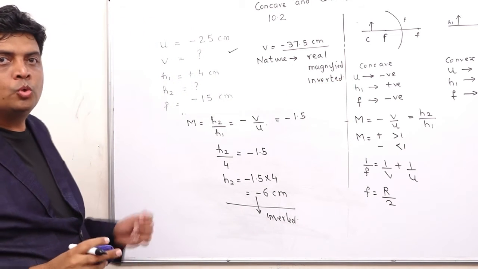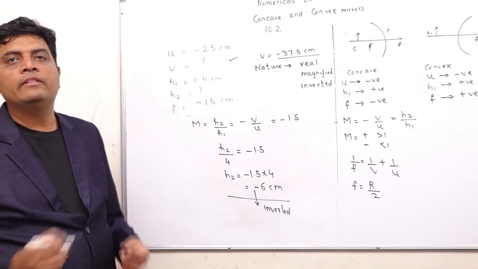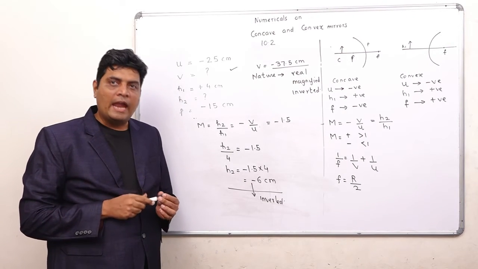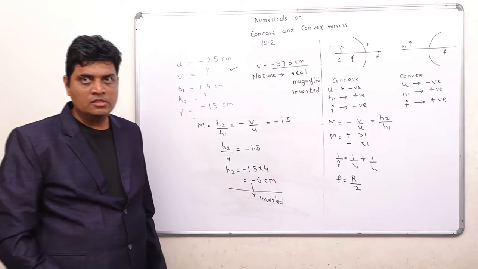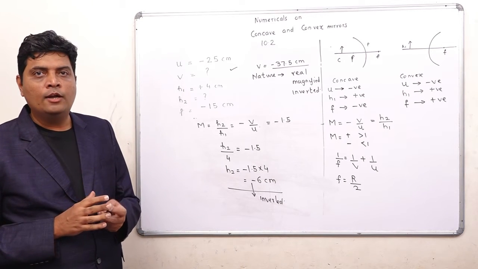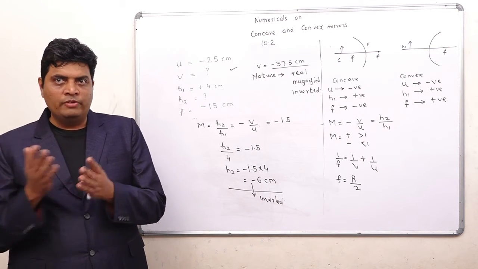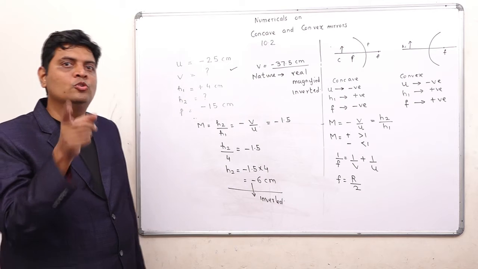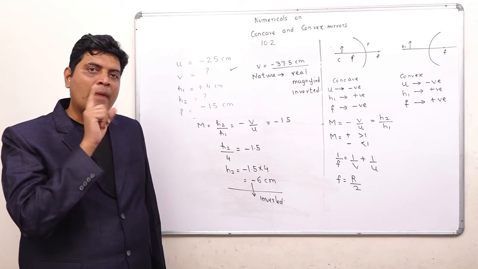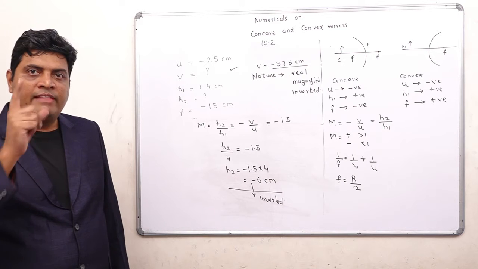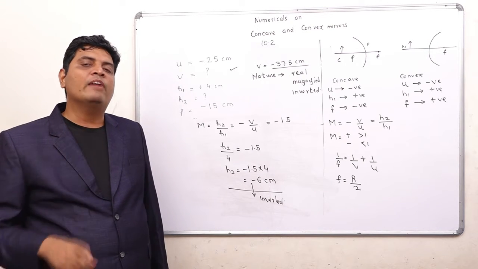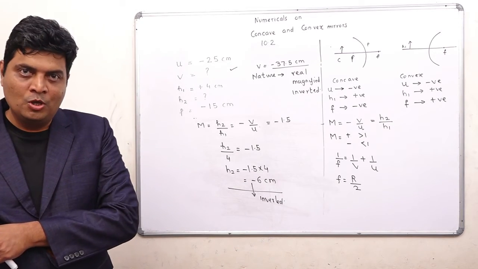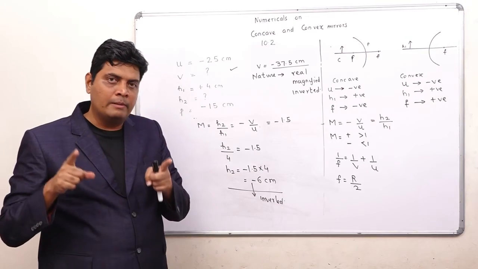Understood? So the approach to each and every sum is going to remain the same. You should be able to write the values of u, f properly with sign conventions. Second step, use mirror formula to find the third of u, v, f. If any two is given, you use the mirror formula to find the third parameter. Then use the formula magnification is minus v upon u. With that formula, you can find the magnification and the nature of the image. With the help of magnification, you can find the size of the image.